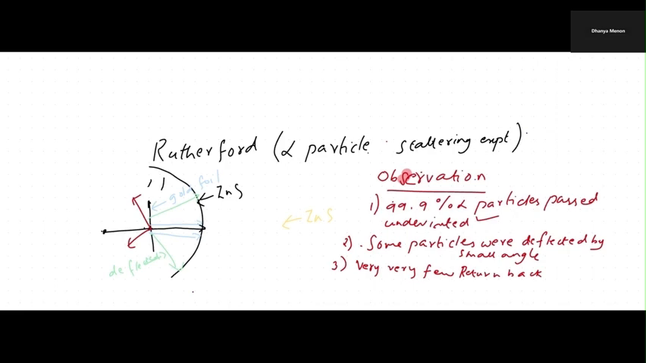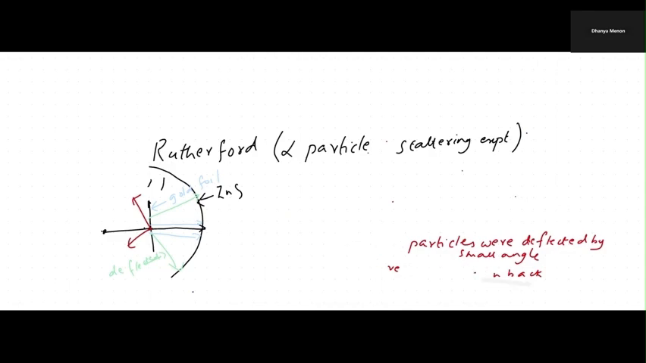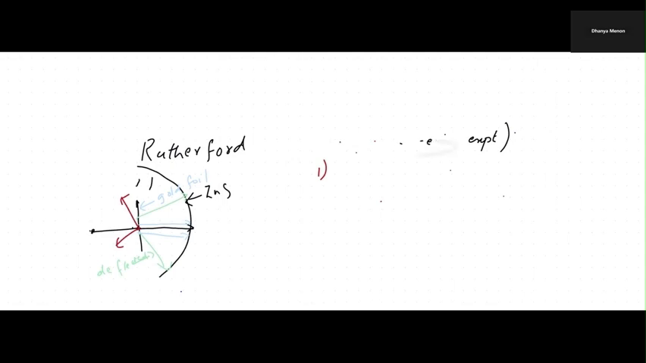Okay. So based on these observations, some conclusions were made. These are the three observations. Based on these, they suggested the structure of the atom. The first observation is that 99% of the alpha particles pass through the gold foil.